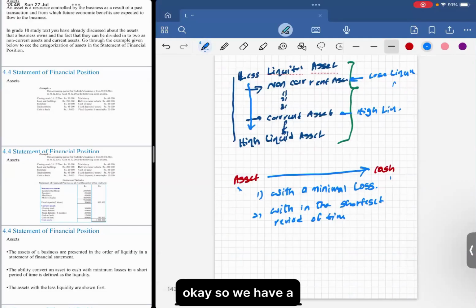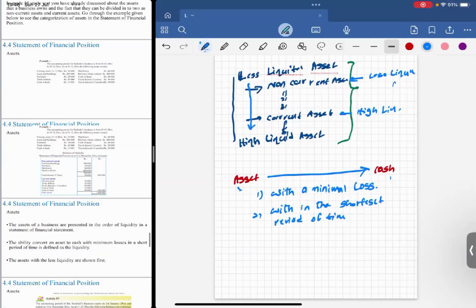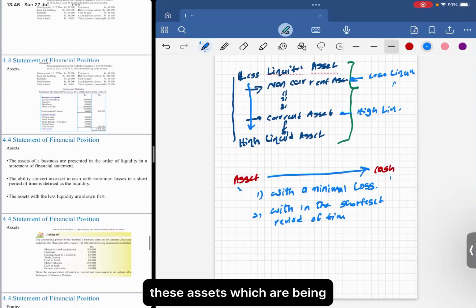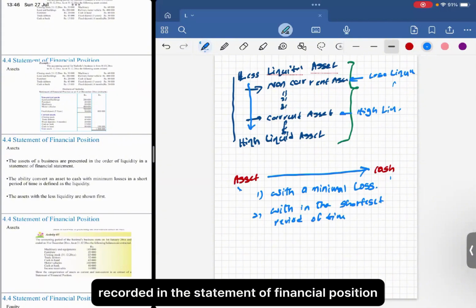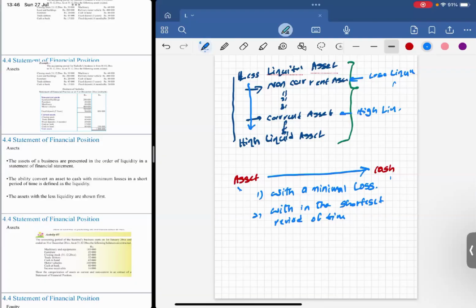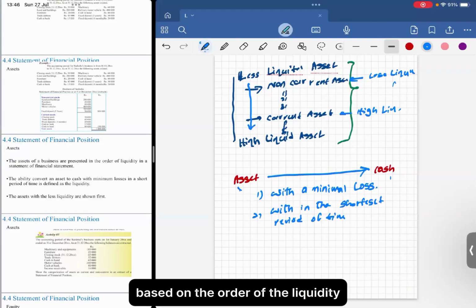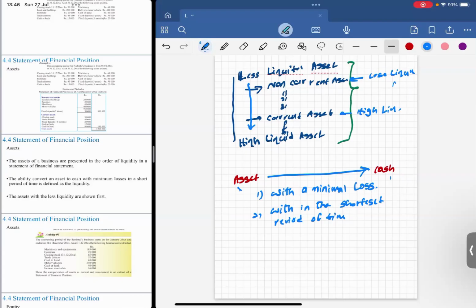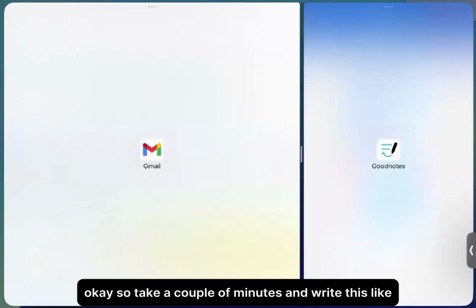So these assets are recorded in the statement of financial position based on the order of liquidity, and less liquid assets are shown first. Take a couple of minutes and write this slide.